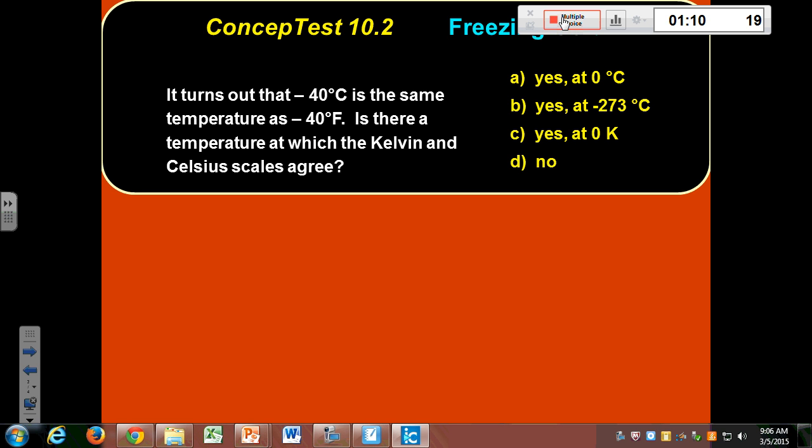Y'all doing pretty well. Some of you don't have the right answer. So at 0 degrees Celsius, are 0 degrees Celsius and zero Kelvin the same physical temperatures? That's the question you want to ask here. Similarly, is minus 273 degrees Celsius the same physical temperature as minus 273 Kelvin? And is zero Kelvin the same as 0 degrees Celsius? So that's the question you want to ask yourself.